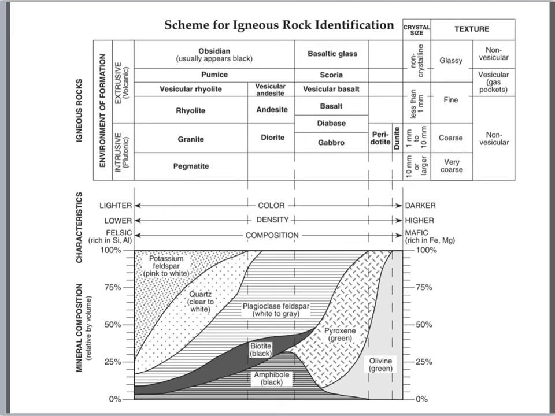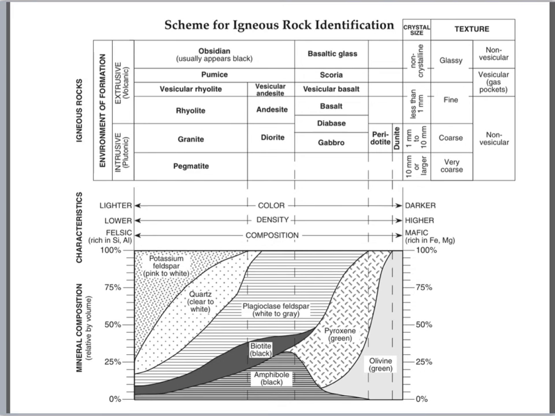Let's try a different one. Let's say you found a rock and it had a little bit of amphibole in it and a little bit of, let's say, plagioclase feldspar in it, a whole lot of quartz, and a whole lot of potassium feldspar, okay? And you looked at this rock and it had really large crystals. It was definitely an intrusive rock because of the large crystals. You could call that a granite, okay?